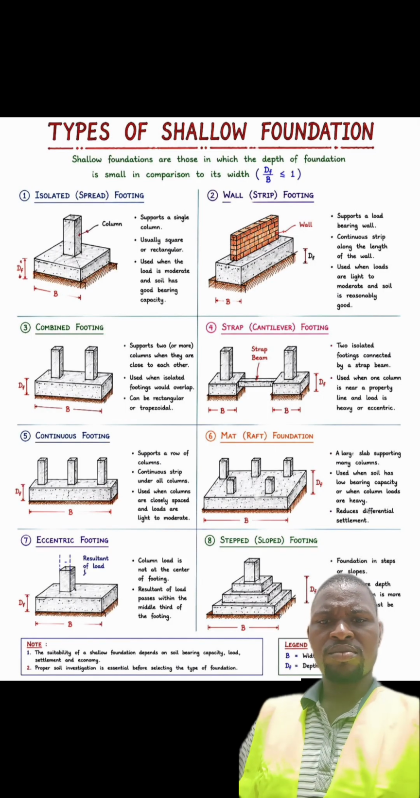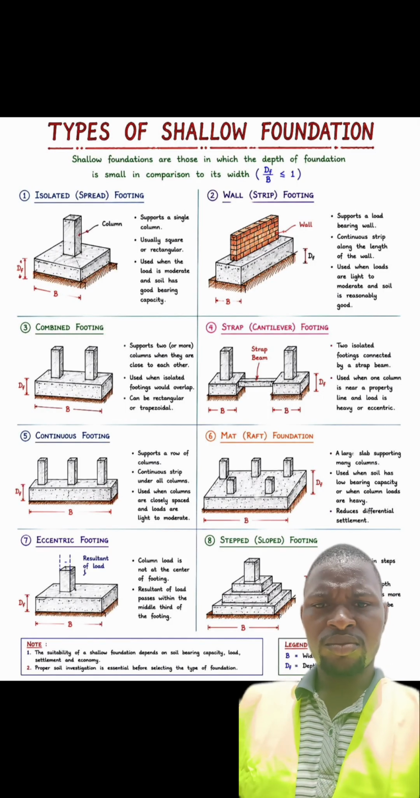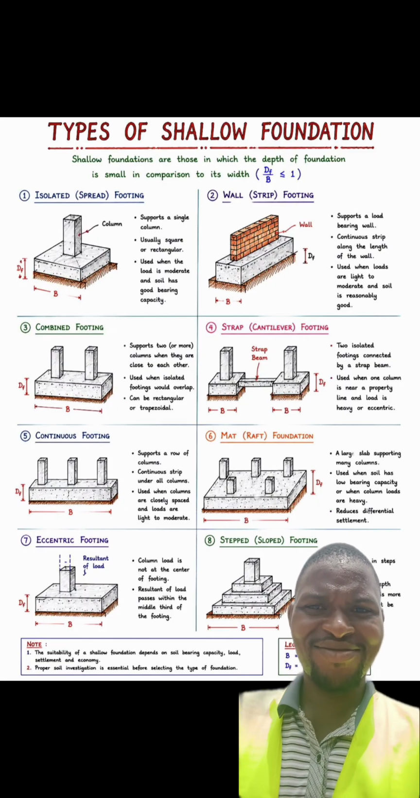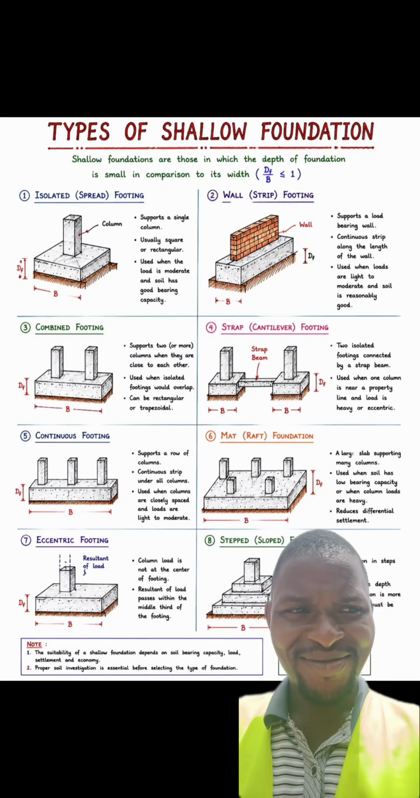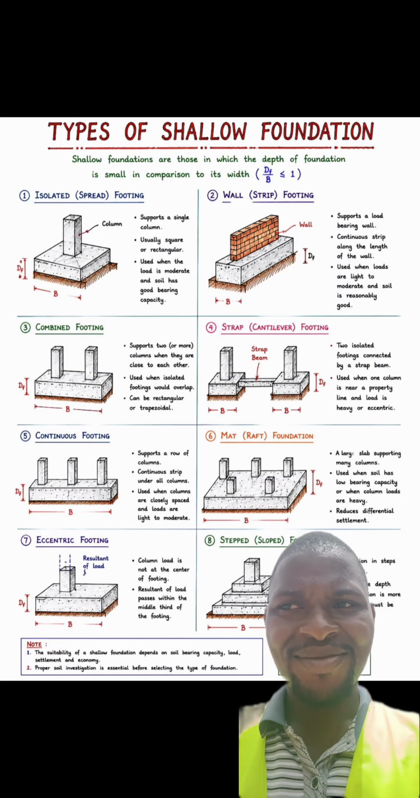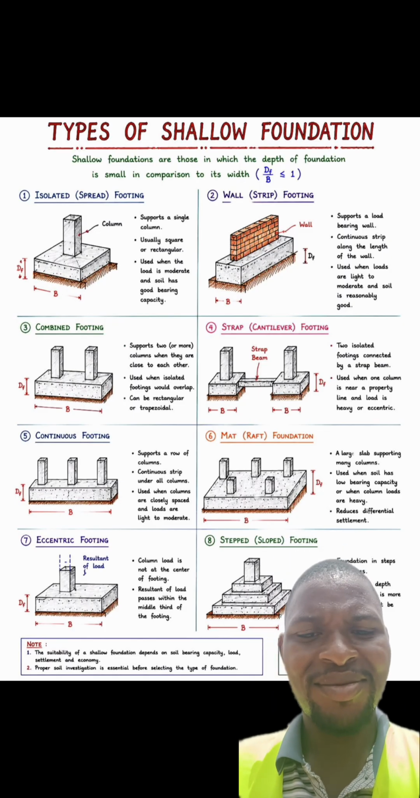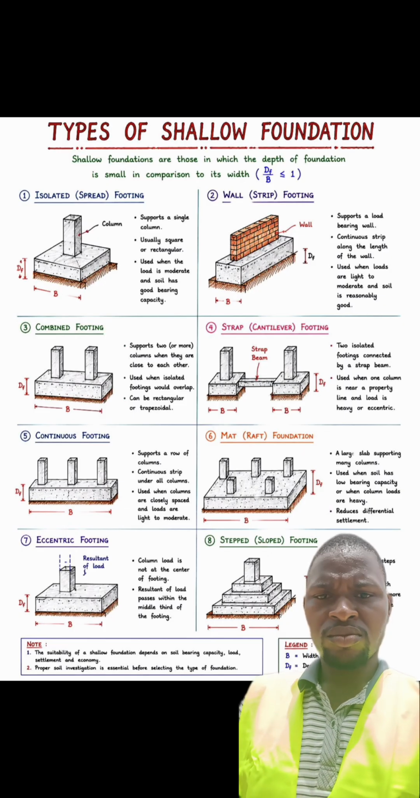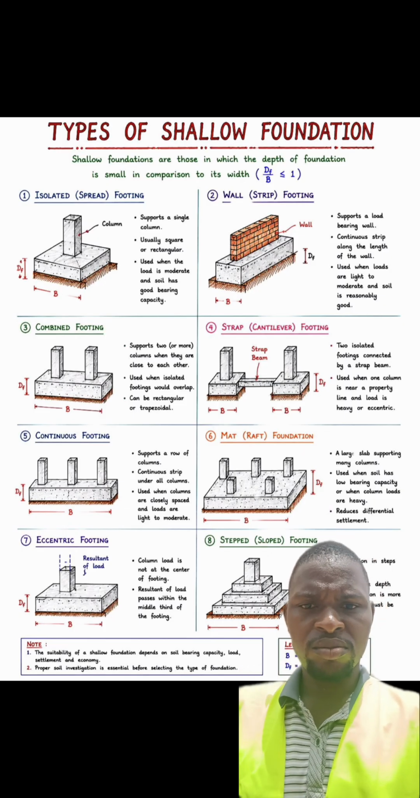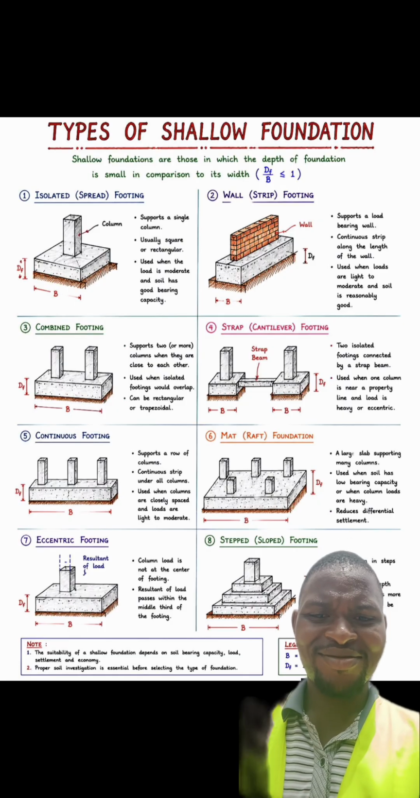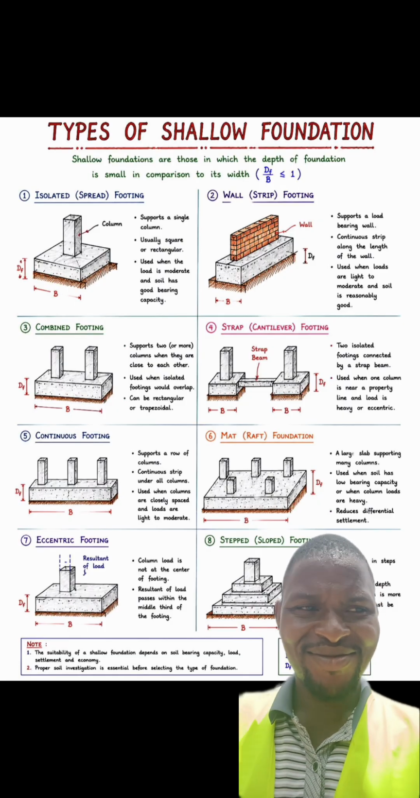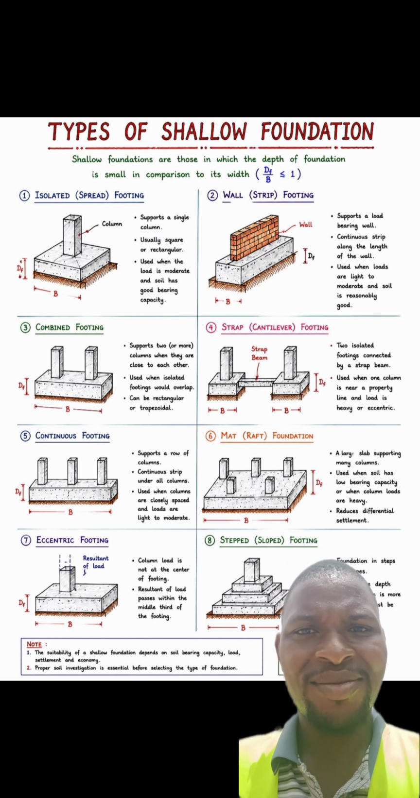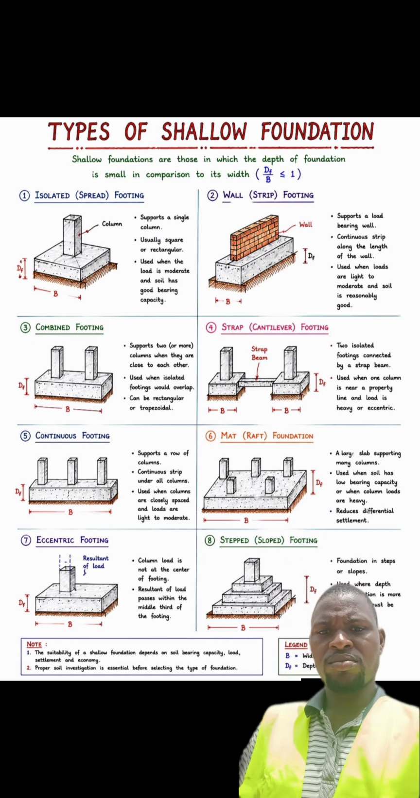Here we have the types of shallow foundation. The first one is the isolated spread footing. The feature of this type of footing is that it has a single column, and it's usually square or rectangular in shape. It's used when the load is moderate and the soil has good bearing capacity. So if the soil has good bearing capacity, then this isolated footing can be used.